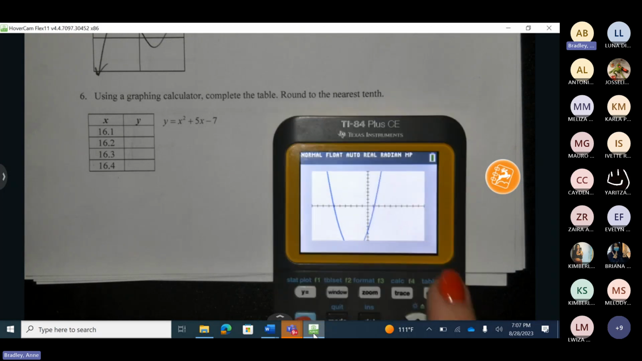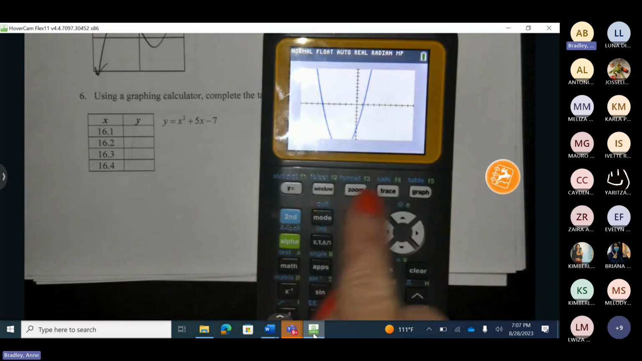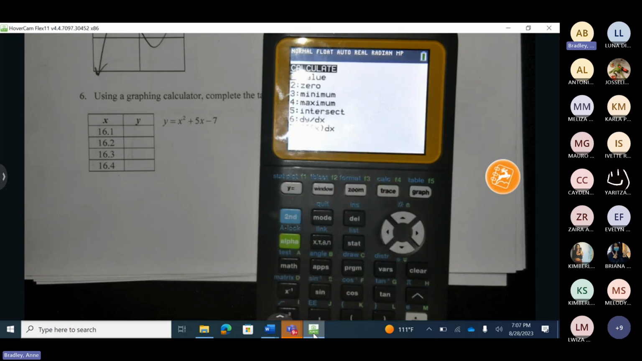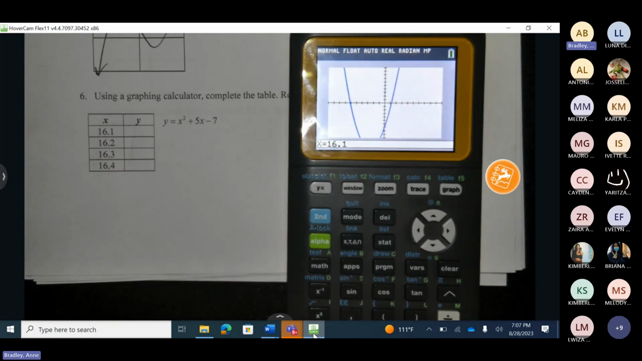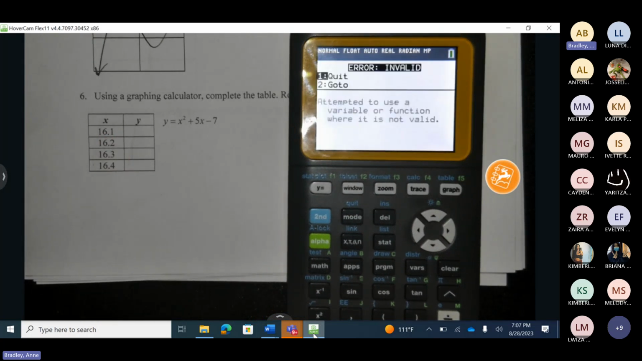Again, I'm going to slow that down for anybody who's stuck. You're going to go second, and then see how when you hit blue, it goes to calculate. So second, hit the button trace, and then I want to go to value. And when you plug in 16.1, it gives you a message that says error. Like, how do you find this? This is the reason why. It's not that it doesn't exist.